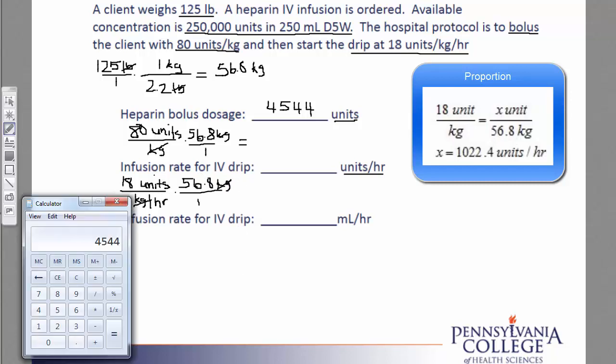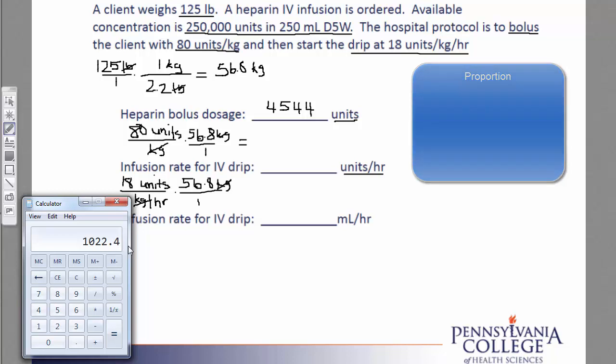We'll go to our calculator. And we get an answer of 1,022.4 units per hour. This is to the nearest tenth, which is how we typically round for a dosage, and we'll just write this without rounding it at all.